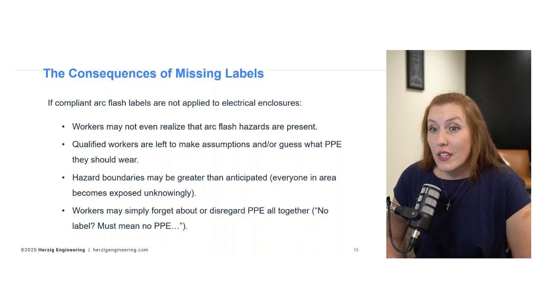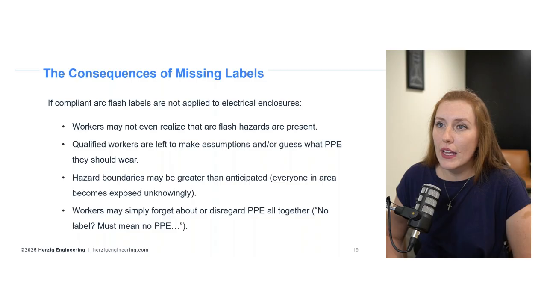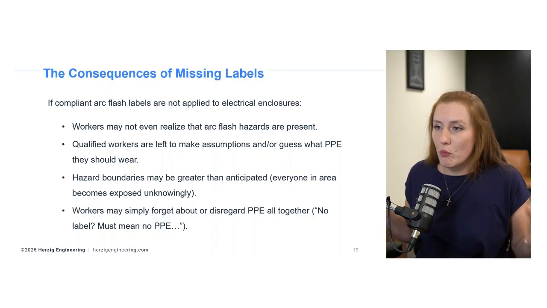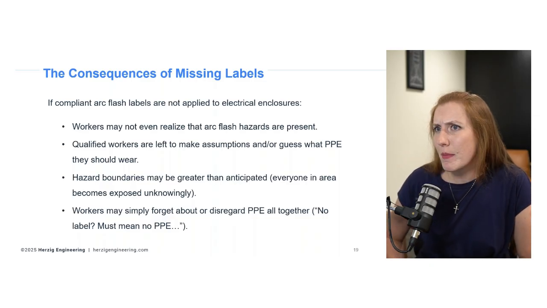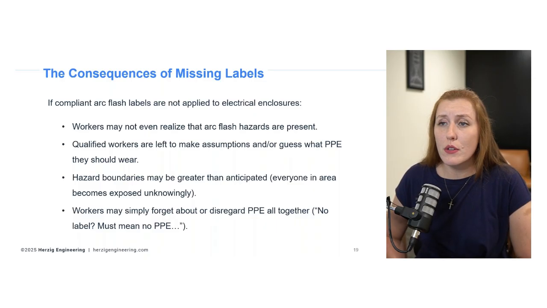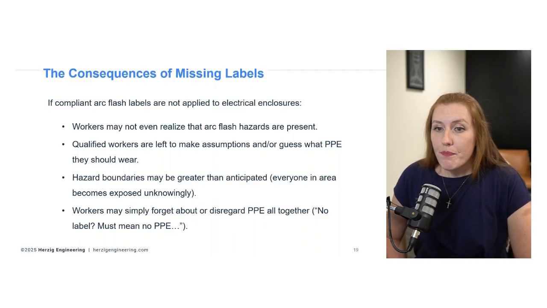Hazard boundaries could also end up being greater than anticipated. A lot of times people say, put up that 42-inch boundary or make it a 5-foot boundary. It's just, as a standard, we put 5 feet minimum, blah, blah, blah. Well, what if the arc flash boundary is further than that? Anyone walking by or in the area could be unknowingly exposed to those arc flash hazards if you don't have a label telling you otherwise.